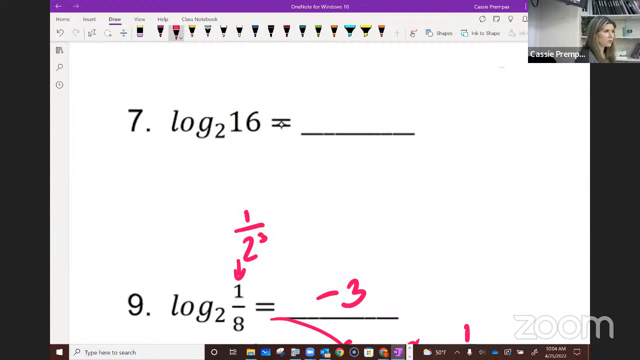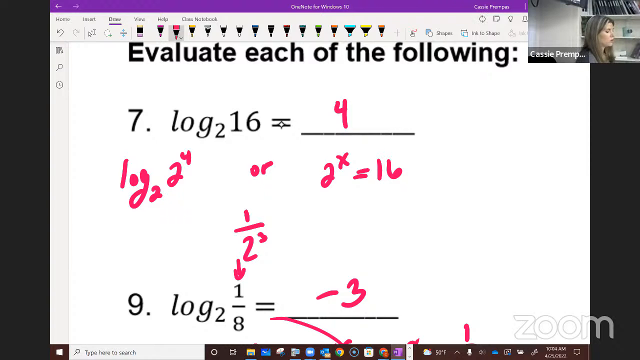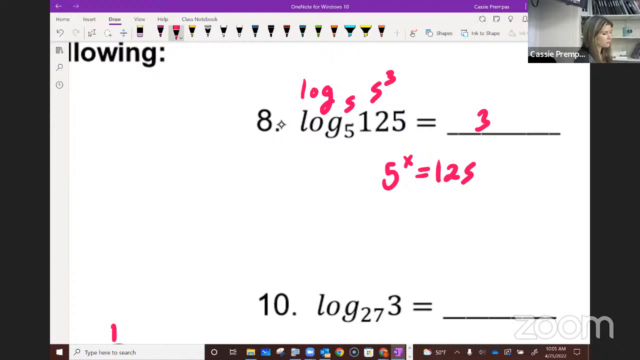All right, guys, number 7. Were we able to determine number 7? 4. 4? You could have asked 2 raised to what power gives you 16? Or you could have looked at this as log base 2 of 2 to the 4th has to give you 4. Number 8. 5 raised to what power gives you 125? 3, which is correct. Or you could have looked at this as log base 5 of 5 cubed will spit out 3.